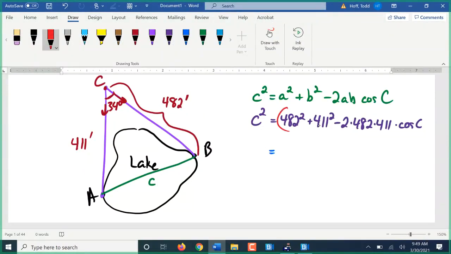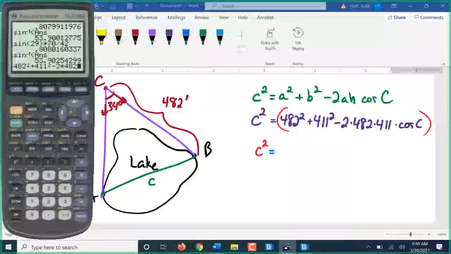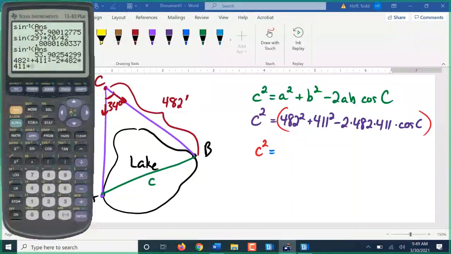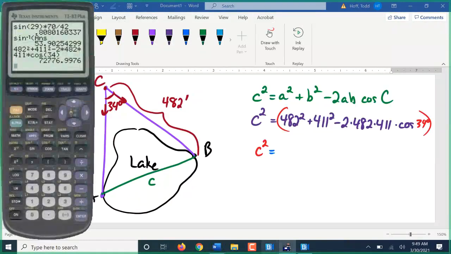Again, we're going to do this whole piece over here as one big long calculation. We're going to enter it in one string in the calculator. Not going to hit enter until we get to the very end. So 482 squared plus 411 squared minus 2 times 482 times 411 times the cosine of our angle of 34 degrees. I didn't put that in there. I've got to put that 34 degrees in there. You get 72,776.998.